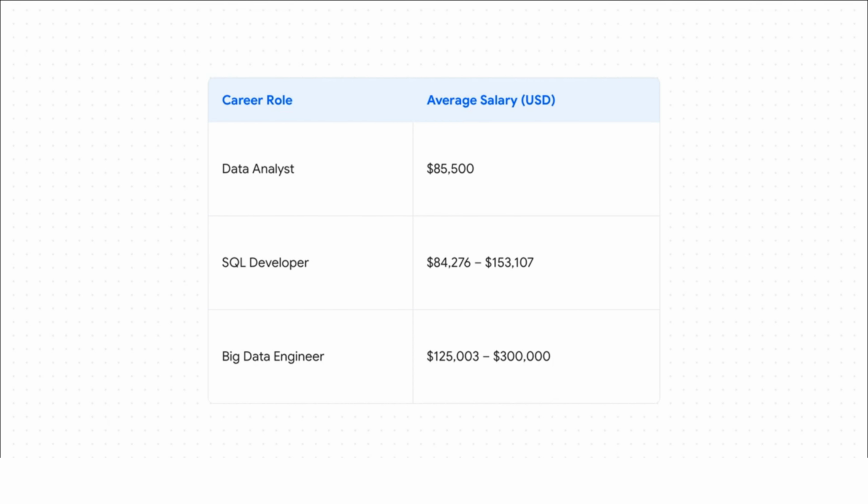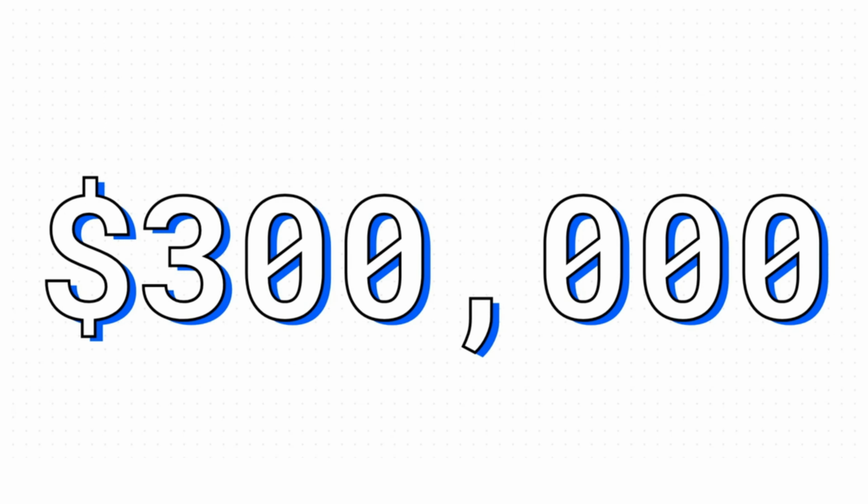And all that demand translates directly into some incredible career opportunities. Let's actually put some numbers on this. As a data analyst, you're looking at an average salary around $85,000. If you specialize as an SQL developer, that can climb past $150,000. And if you're working with absolutely massive data sets as a big data engineer, well, the potential just keeps going up. That's right. For a top-tier big data engineer, a role where being fluent in SQL is completely fundamental, salaries can hit as high as $300,000 a year. That's the kind of power that comes from knowing how to ask the right questions in our huge digital world.